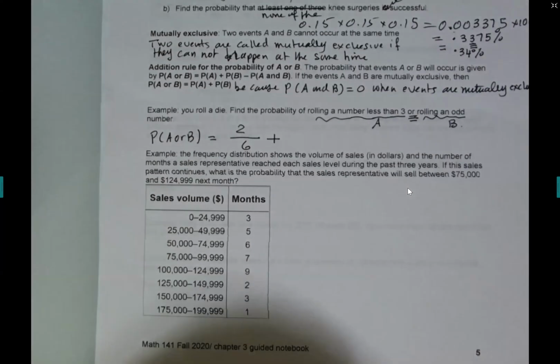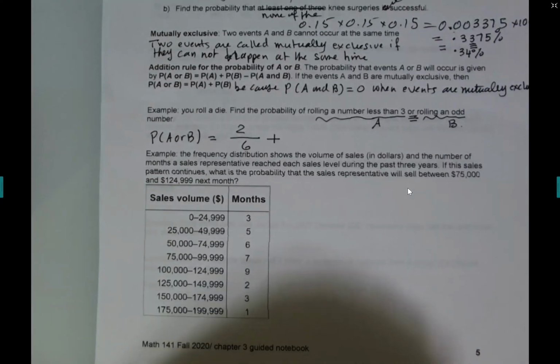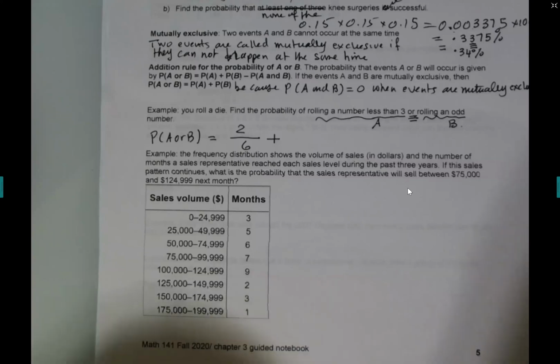Probability of B. What's the probability of rolling an odd number? How many odd numbers are there on the faces of the die, guys? There is 1, there is a 3, and there is what? 5. So how many of them? 3 out of 6.